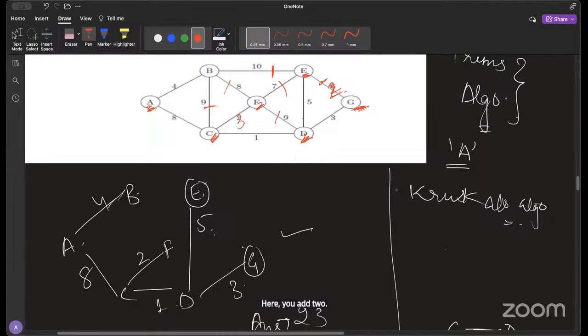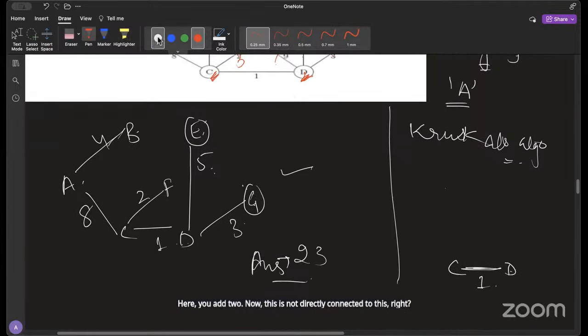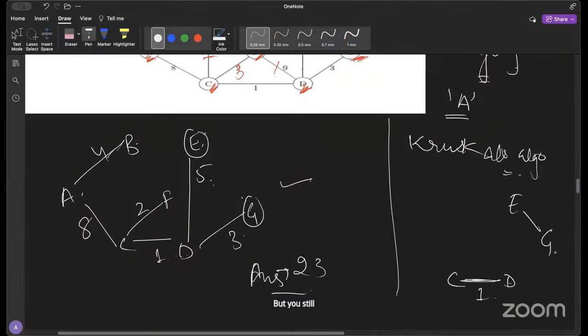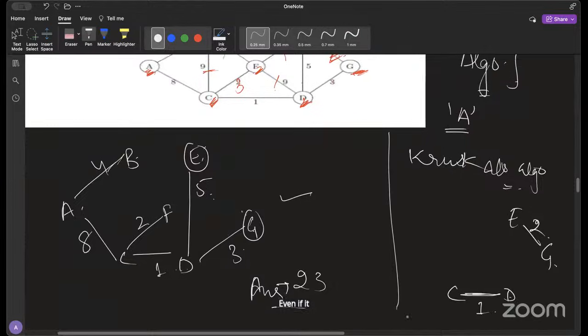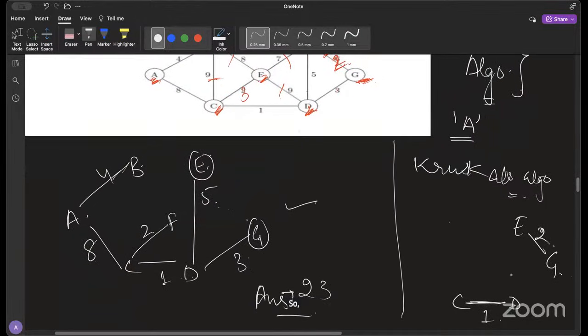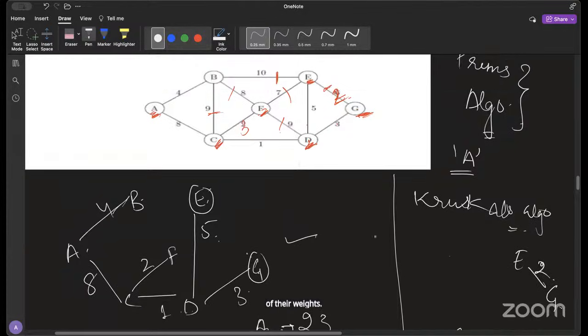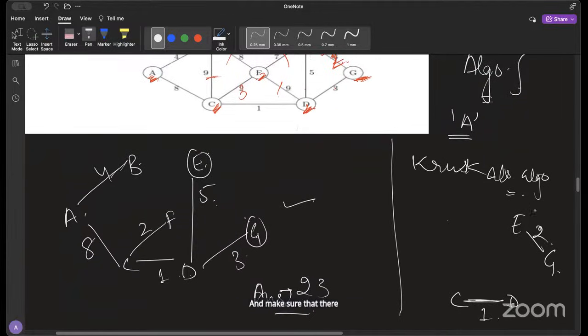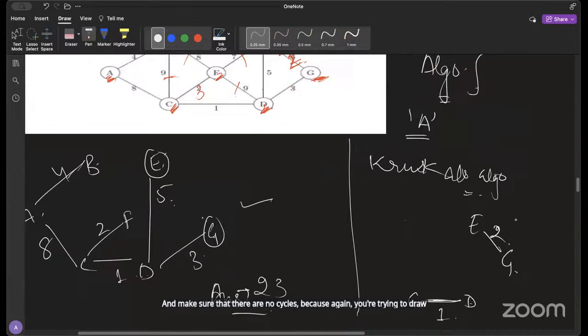2. Now this is not directly connected to this, right? Yes. But you still are supposed to draw this edge, even if it's not connected. So draw this and draw all the edges in ascending order of their weights. So ascending order is first this, then second this, then this one, then this one. Draw them in this order and make sure that there are no cycles, because again you're trying to draw a minimum cost tree here. So it should not have any cycles.